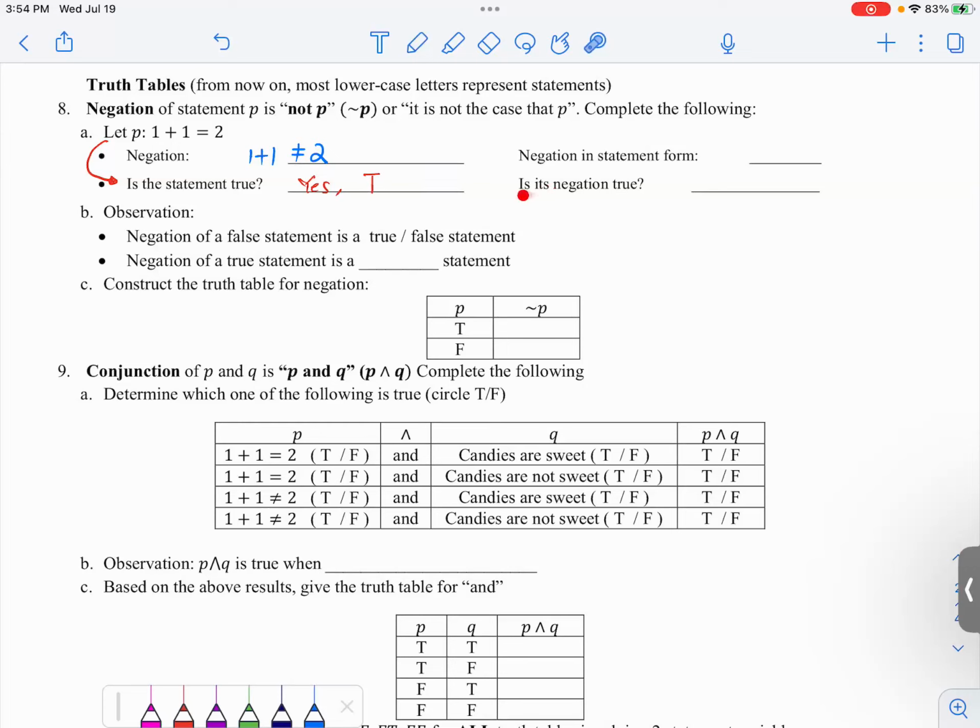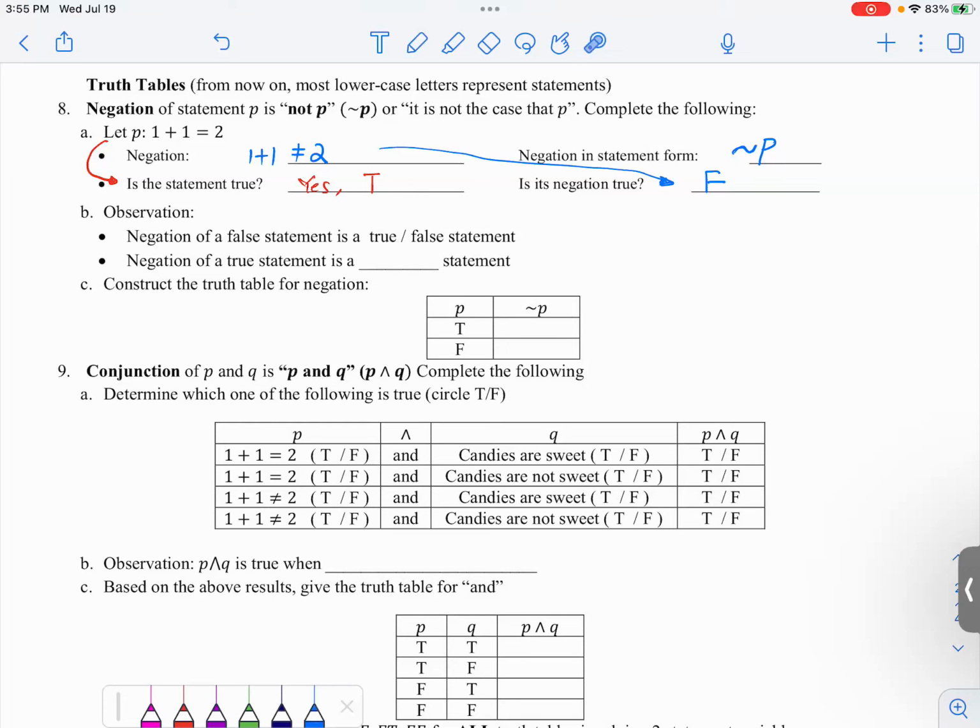Now, is its negation true? By the way, because P is 1 plus 1 equals 2, 1 plus 1 not equal to 2 is the negation, which is the opposite. That's how we say not P, the statement form. Is its negation true? Certainly not true. 1 plus 1 is not equal to 2 is a false statement.